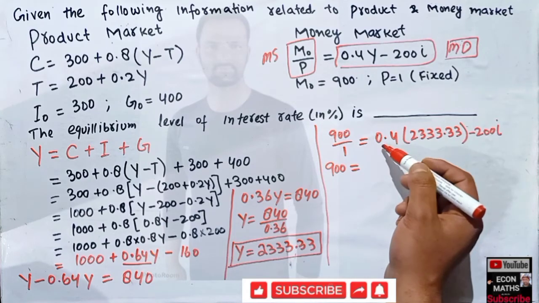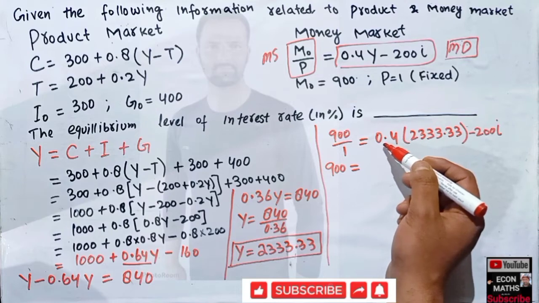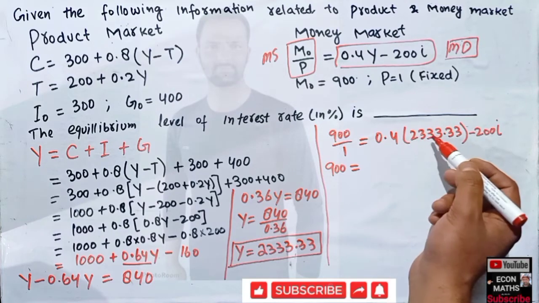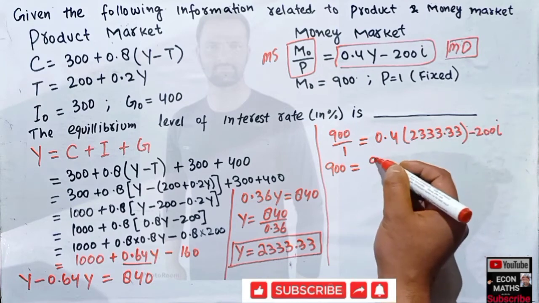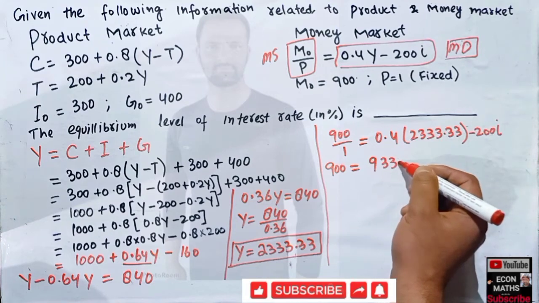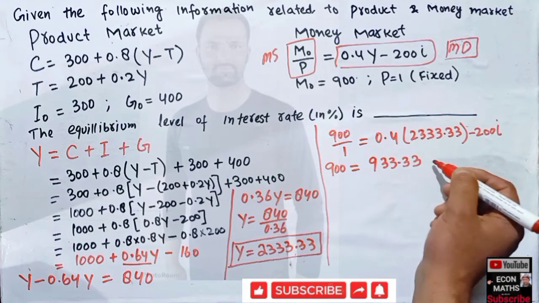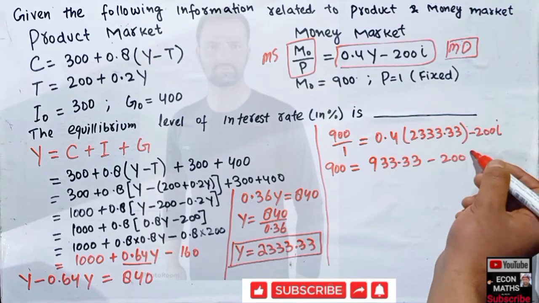So we have 900 is equal to, now what we need to do here is multiply this 0.4 to this 2333.33, which comes out to be 933.33 minus 200i.